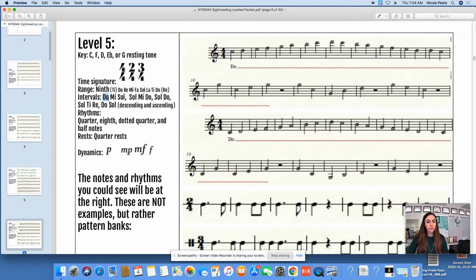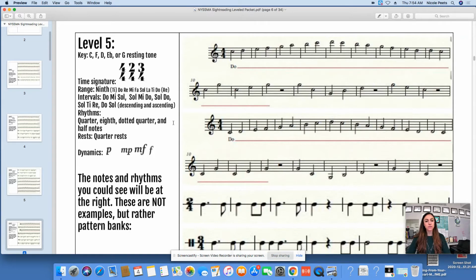In terms of intervals, we still maintain our do mi sol pattern. We also will get the inverse of that. So backwards, sol mi do, not a problem for any of us. We will still get do sol, which you can see right here, for instance, in measure 10. It's a big interval, big jump. If you see a big jump in a level 5, you know it's do sol. You might also get a descending sol do, which you can see right here.